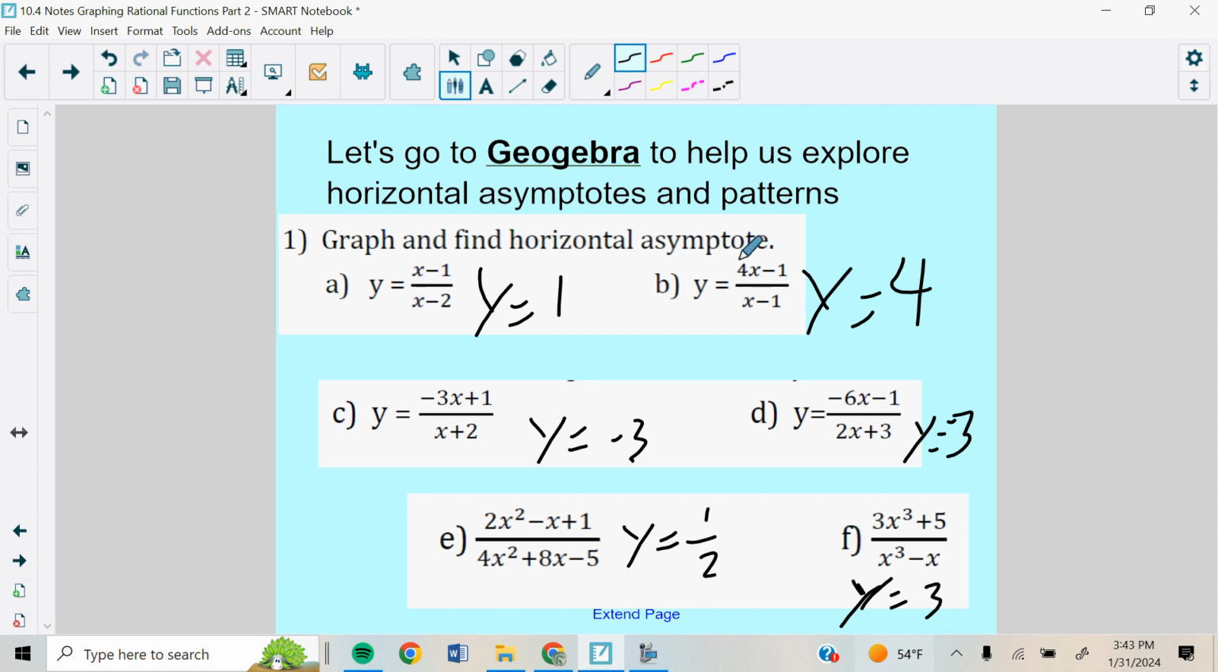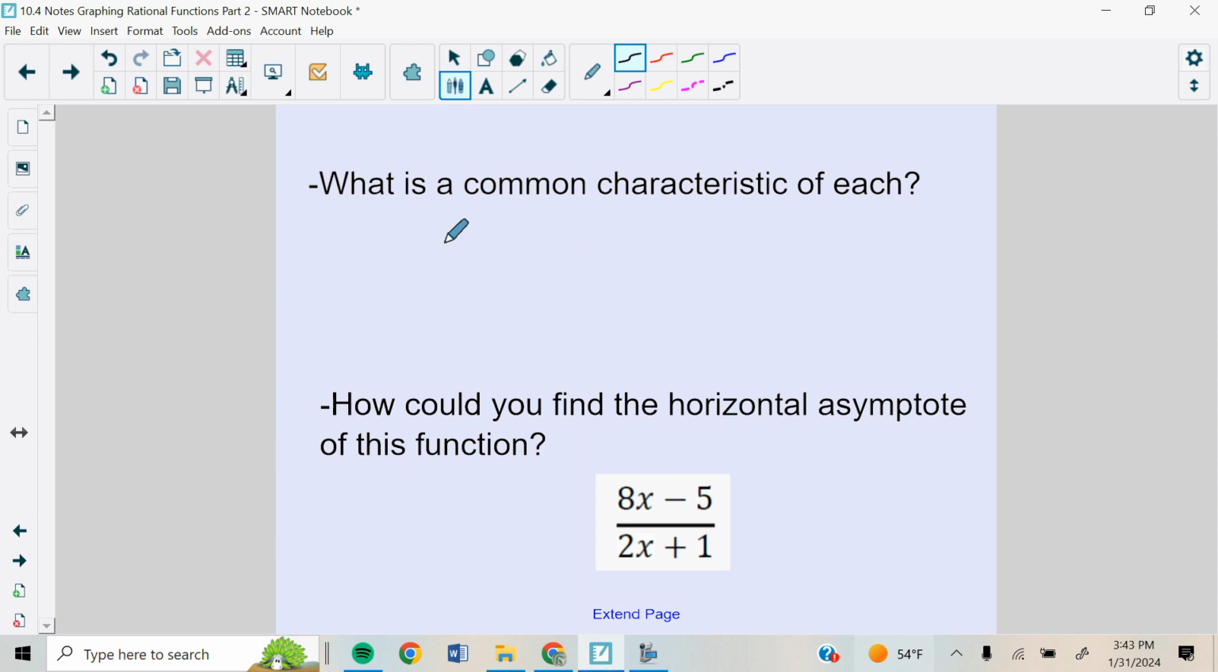So look here at B, I have 4 and I have 1. So 4 divided by 1 gives me 4. D, I have negative 6 divided by 2, that gives me negative 3. Here I got 3 divided by 1, that gives me 3. So what's a common characteristic of each? It's going to be the coefficient.